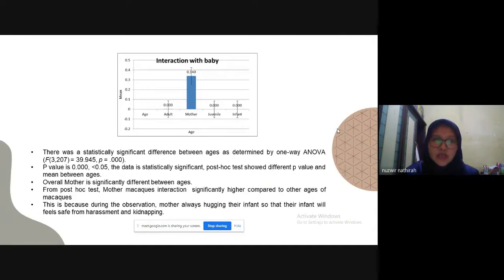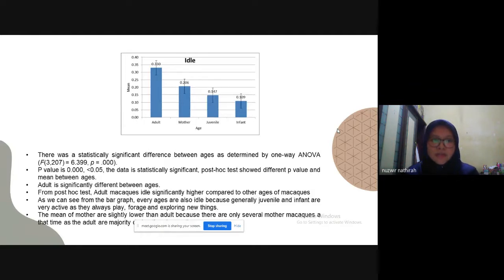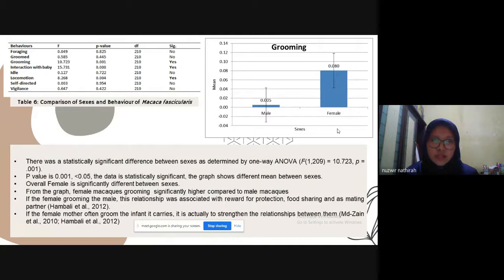Next, we move to the interaction with baby. So the data is statistically significant. Overall, mother is significantly different between the ages. From the post hoc test, mother macaques interaction significantly higher compared to the other ages of the macaques. Next, idle behavior. The data is statistically significant. Adult is significantly different between the ages. From the post hoc test, adult macaque idle significantly higher compared to the juvenile.